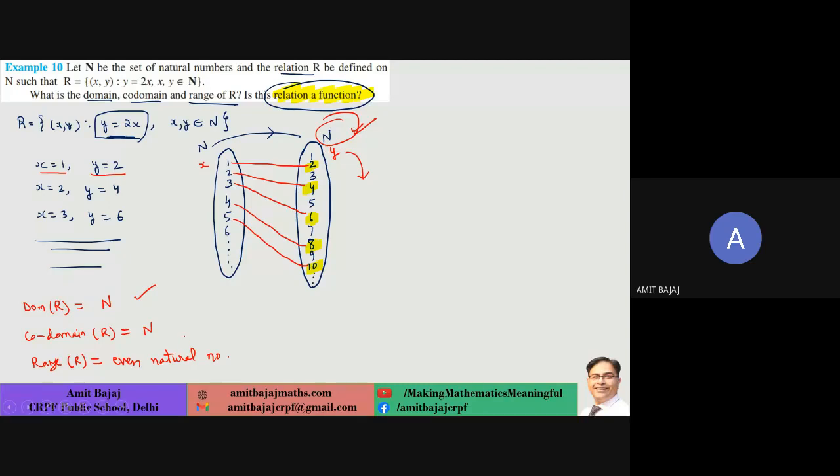What two things did you have to check? First, are the elements of the first set all mapped? Each one has a unique image. So for 1, 2 is unique, for 2, 4 is unique. That means every element of my domain has a unique image, hence it is a function. Simple, using a Venn diagram idea, one can conclude this.